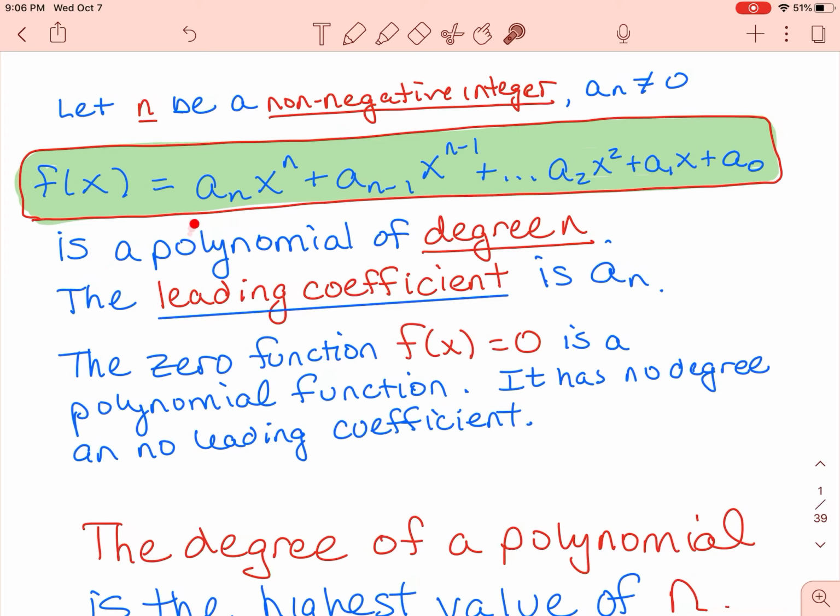So we have f of x then. This is a polynomial of degree n. Whatever the highest degree is on any term, that is the degree of the polynomial. The leading coefficient is always the coefficient on x to the highest power. The 0 function, f of x equals 0, is a polynomial function. It has no degree and no leading coefficient.